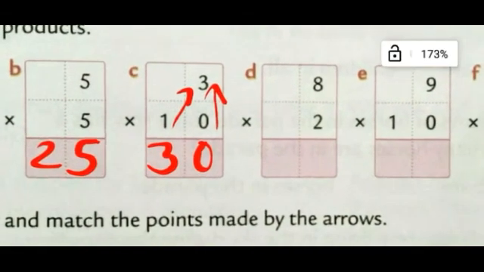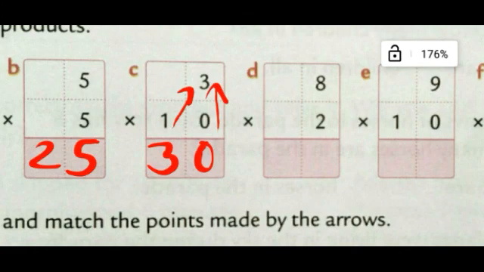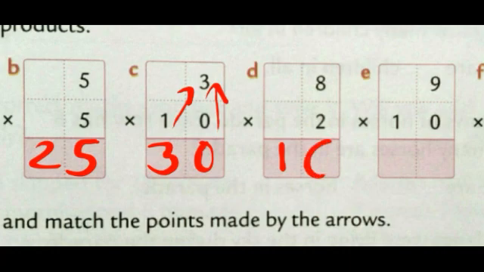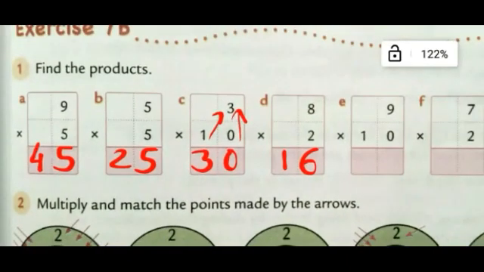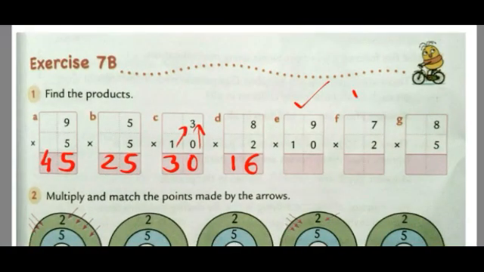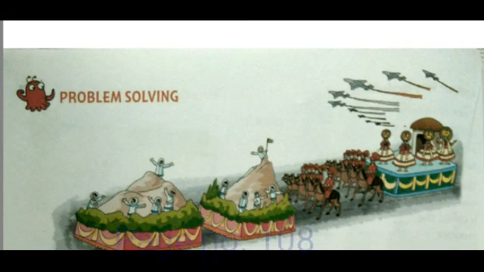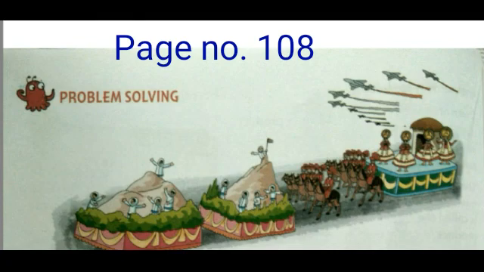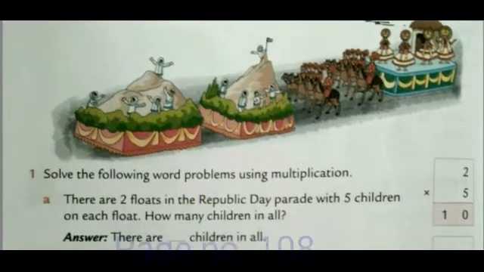Let's do one more. Here we have to multiply 8 by 2. So you can say the table of 2, 8 times, or the table of 8, 2 times. So 2 eights are 16. See, this way. Okay? So now try these 3 as homework. Okay? So scholars, now we move on to the next page. Page number 108. Problem solving.